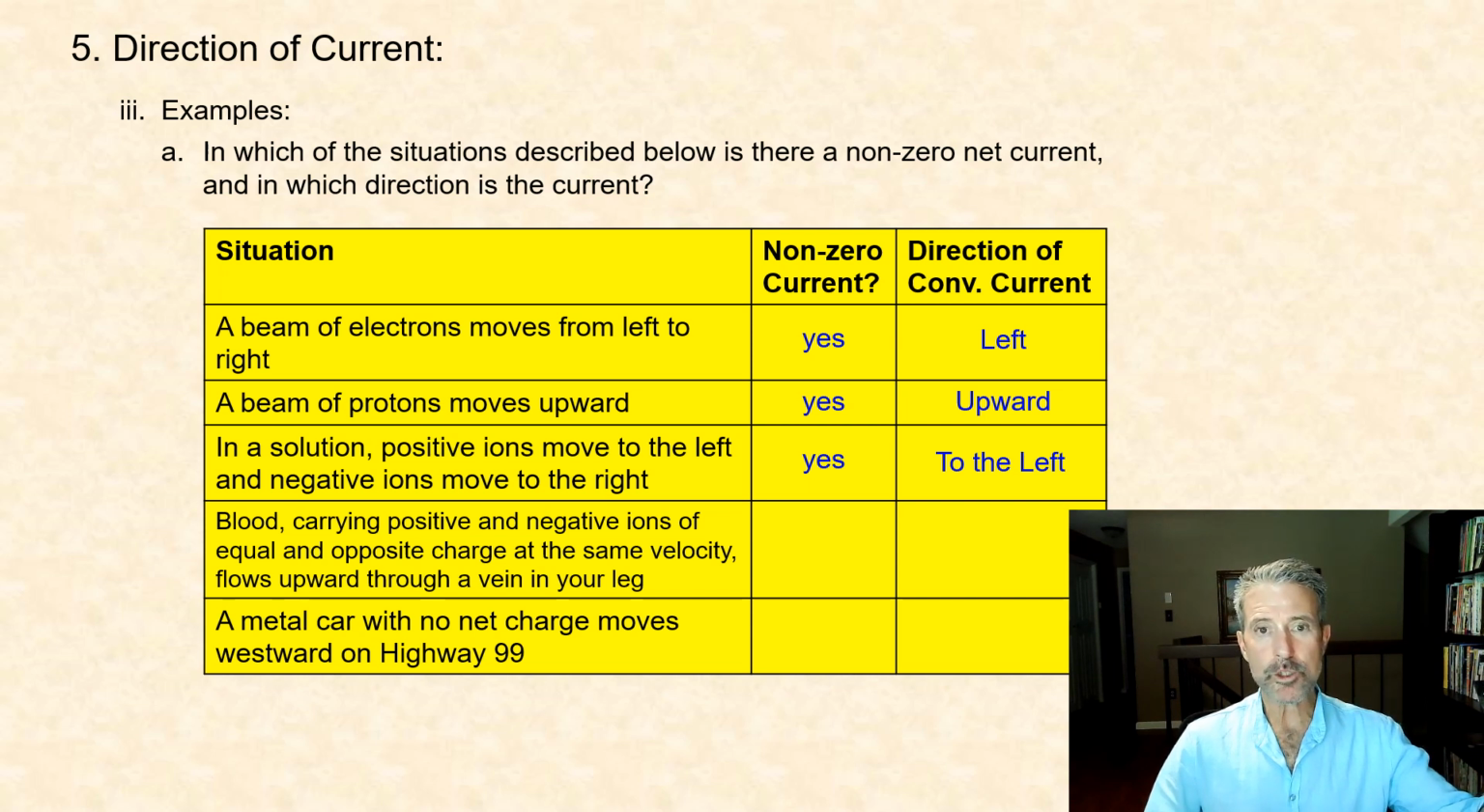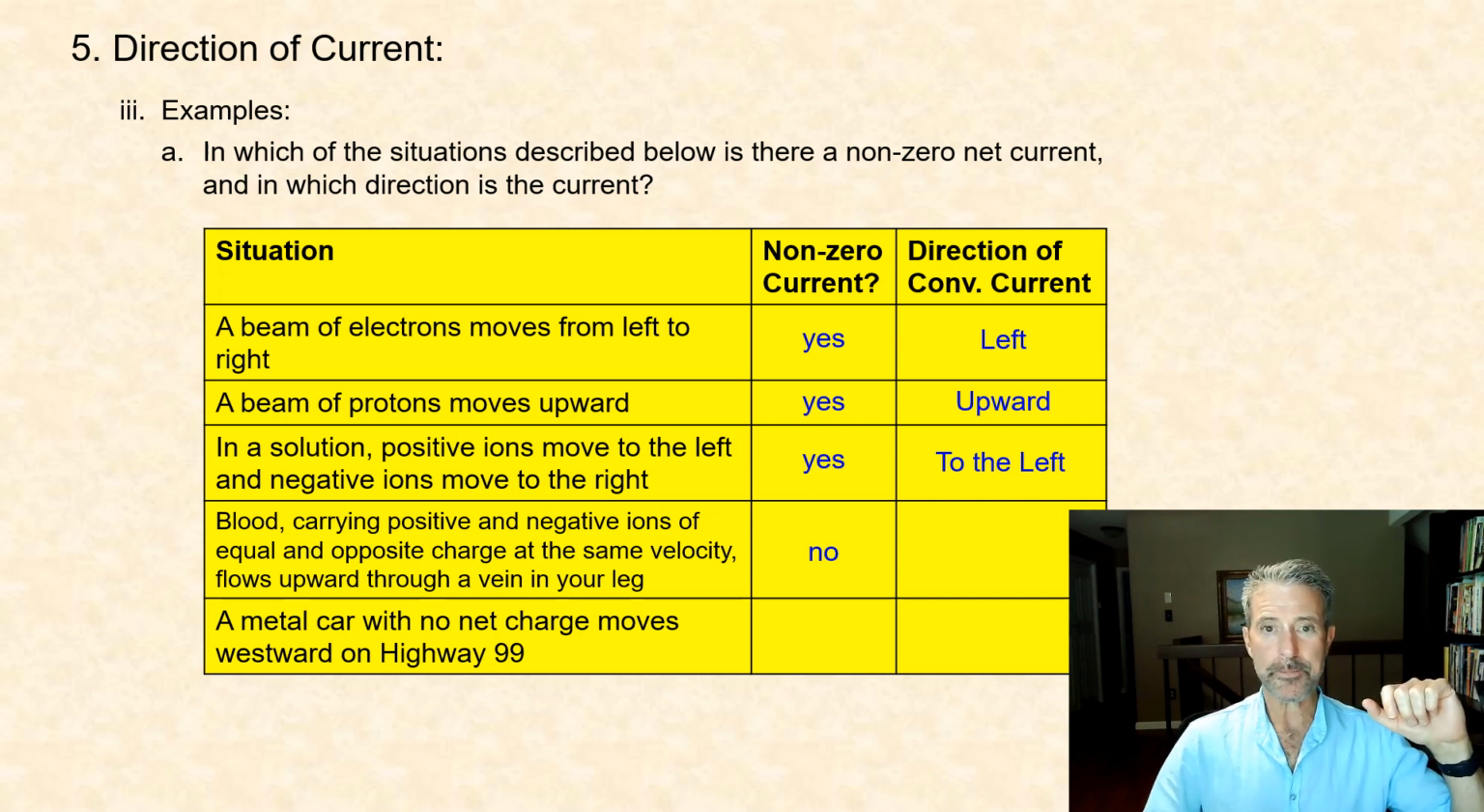In our next example, we're told that blood carrying both positive and negative ions of equal and opposite charge at the same velocity flows upwards through a vein in your leg. So here we have a situation where there is no net motion of charge. We have an equal amount of positive and negative charge carriers moving in the same direction in the same amount of time, which tells us that the net flow of charge is zero, in which case there is no current.